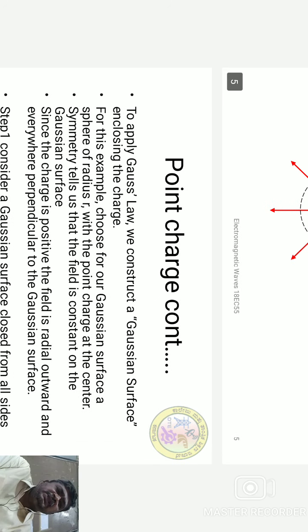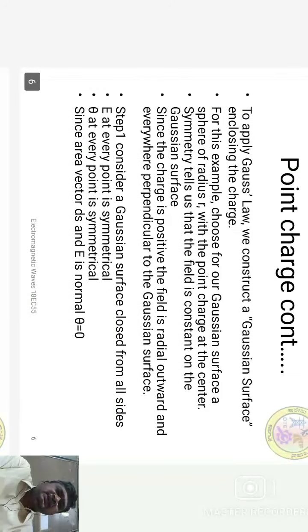The next point: I have written the explanation of whatever I have discussed. We have to construct a Gaussian surface enclosing the charge. For this example, choose for our Gaussian surface a sphere of radius r with the point charge at the center. Symmetry tells us that the field is constant on the Gaussian surface. Since the charge is a positive charge, the field is radial outward and everywhere perpendicular to the Gaussian surface, so it is radially moving out from the charge q.